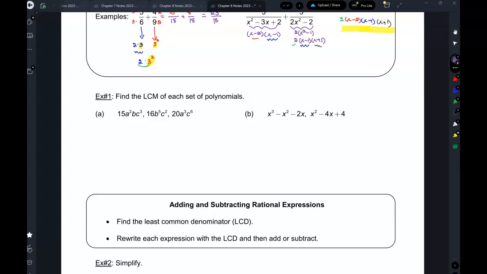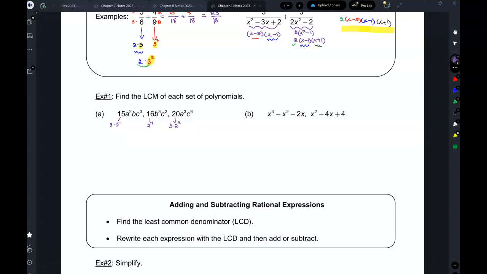Let's take a look at the coefficients first. In the case of the 15, that's 3 times 5. The 16, that's 2 to the 4. You want to break it down into its most elemental base and always write them in terms of powers. And then this one, the 20, is 5 times 2 squared.